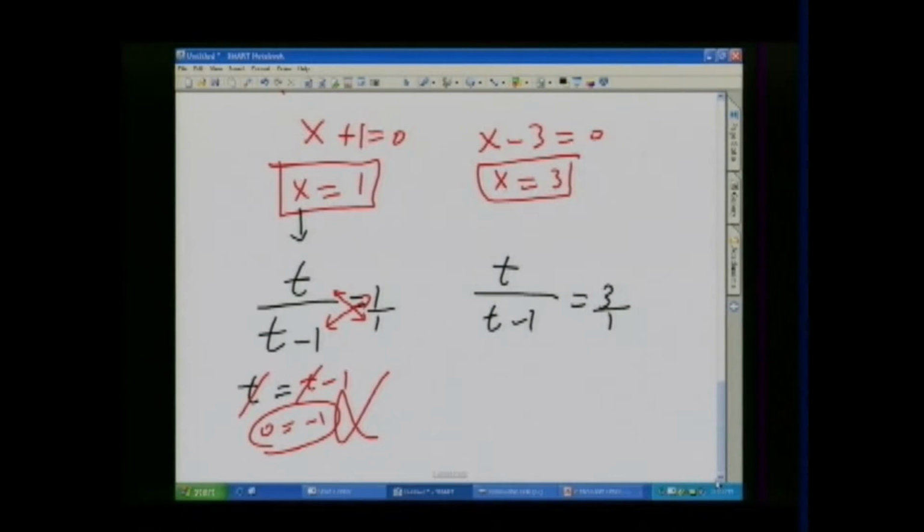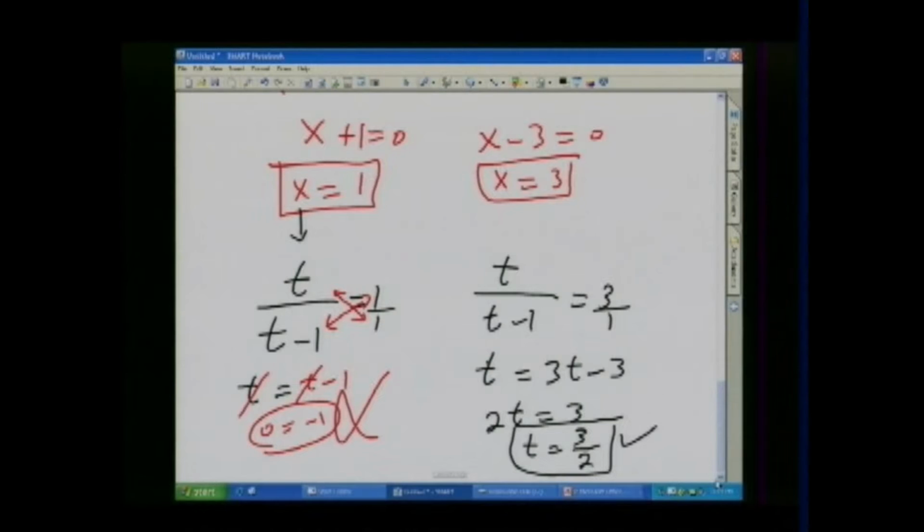But here, you do again cross multiplication. It would be t equal to 3t minus 3. So when you move the t to one side, you get 2t equal to 3. T would be equal to 3 half. That is the answer to this problem.